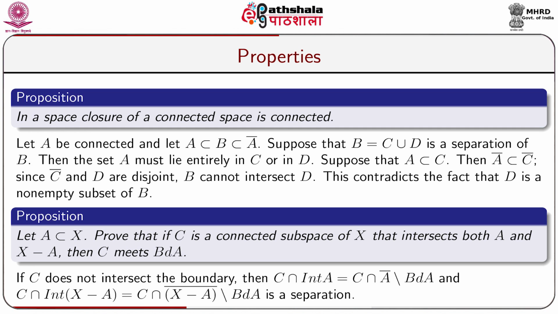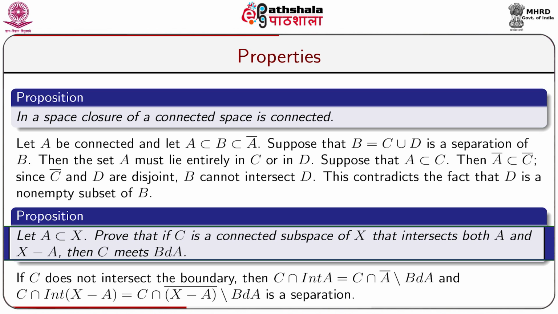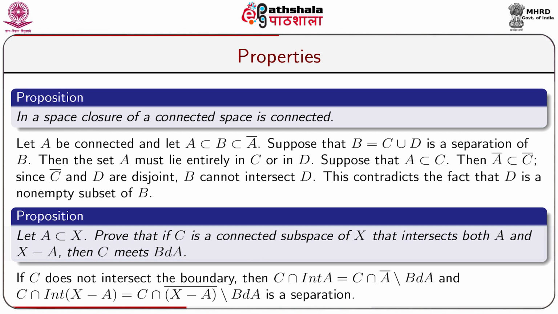Another proposition: let A be a subset of X. Prove that if C is a connected subspace of X that intersects both A and X minus A, then C meets the boundary of A, where the boundary of any subset of a topological space is the difference between the closure and its interior.